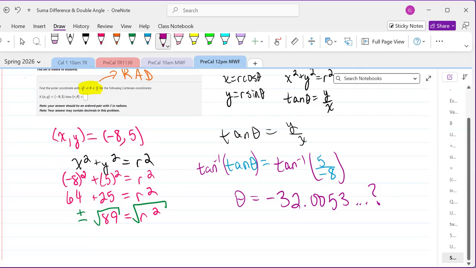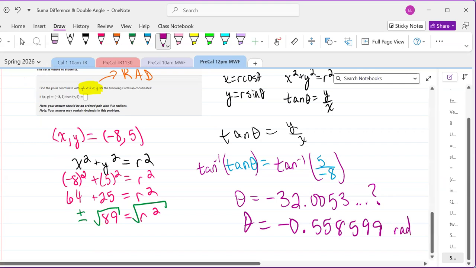So if I flip it over to radians, now it gives me -0.558599, whatever. So that's the angle we're going to use, and that's the angle we're stuck with. I can't change this angle. This number is between -1.57 and +1.57.